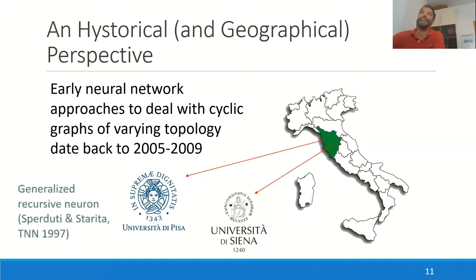Also be aware that in reality, both approaches were built on the first extension of the neuron to structured data, which is due to Alessandro Sperduti and Antonina Starita, who at the time were both working at the University of Pisa, and was developed in 1997. The difference is that the generalized recursive neuron wasn't yet capable of dealing with general classes of graphs containing cycles, not in an effective way yet. This came afterwards.